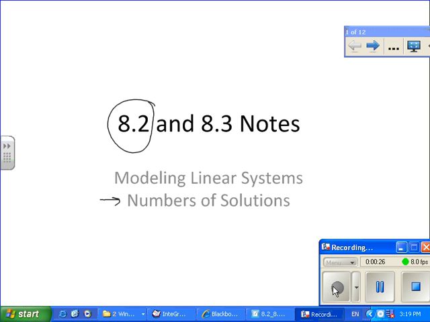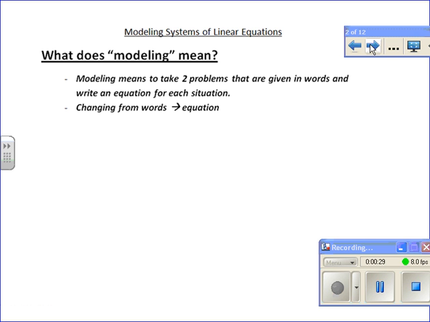Let's first of all talk about what does this word modeling mean? What does it mean to model? It doesn't mean to walk down the runway, with math equations. Modeling means to take a problem, or two problems, in our case, that are given in words. So these are word problems, and you change them from a word problem to an equation. So you're writing an equation for a real life situation. That's what modeling means. So let's define that. Modeling means to change from words to an equation.